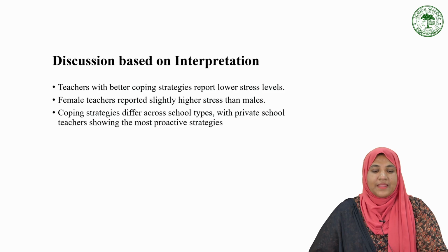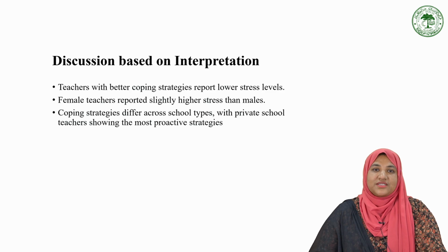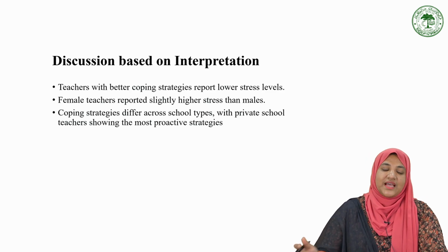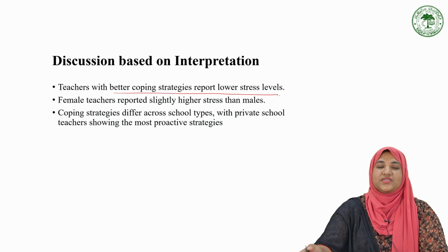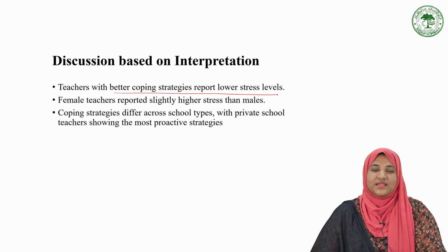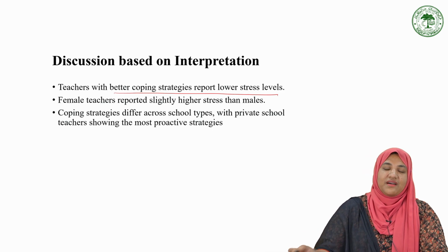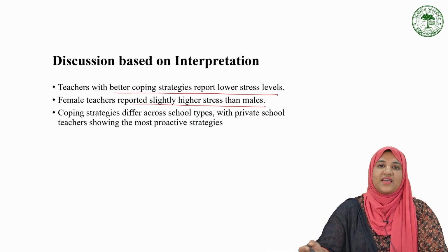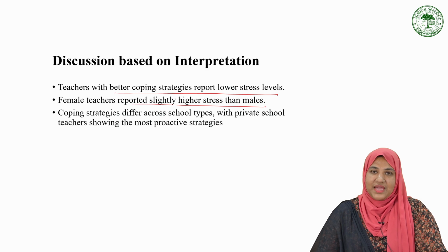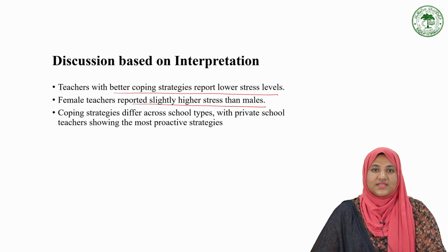Okay, so next, we have a discussion based on the interpretation. If we are making the discussion based on interpretation, in general we can say that teachers with better coping strategies report low stress levels. There was a negative correlation. That means teachers who are struggling hard with stress levels, their coping strategy power itself is decreasing. And here female teachers reported slightly higher stress compared to the males. If the value for the female teachers is high, we can say that they have high stress compared to the males, but no significant difference exists.